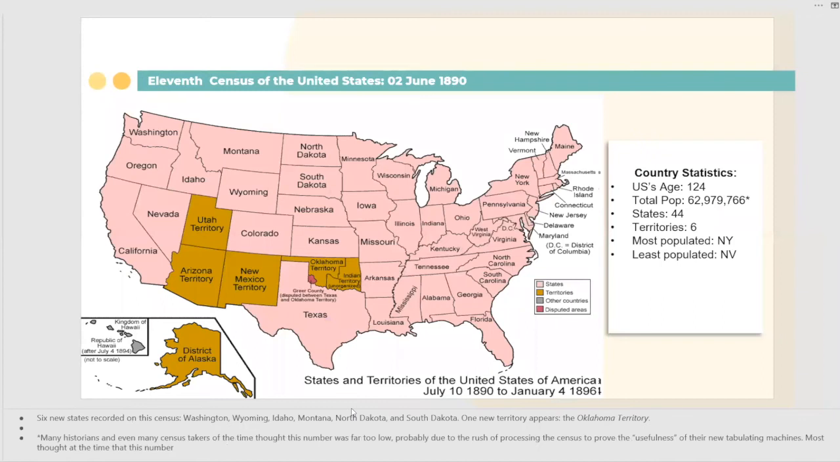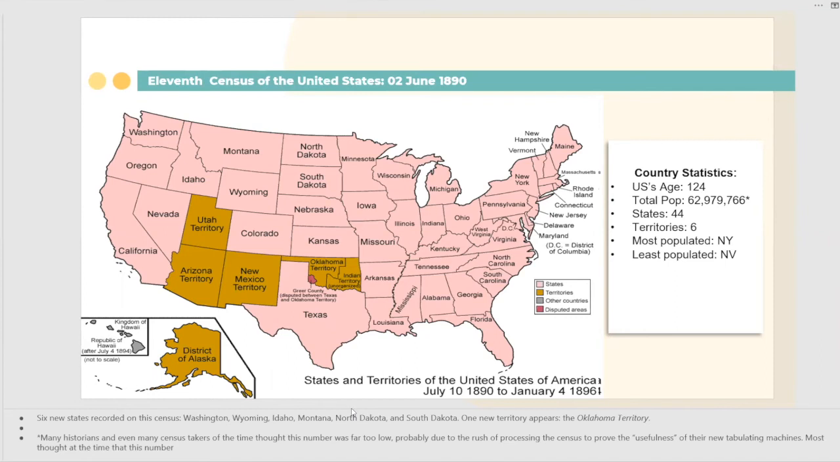Moving on to 1890, we have a couple new census or states recorded on this census. Many historians and even census takers of the time thought that the total population for this census is way too low, probably due to the rush of processing the census to prove the usefulness of their new tabulating machines. Most of them at the time thought that this number was a lot closer to about 75 million.